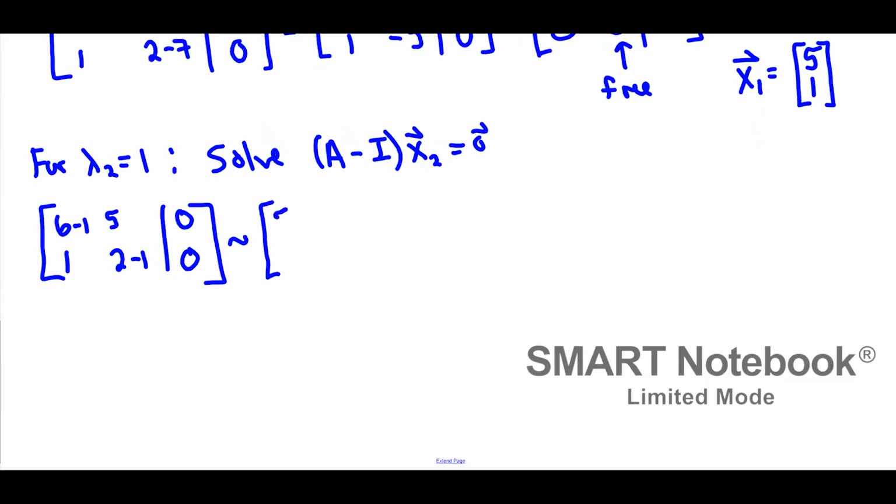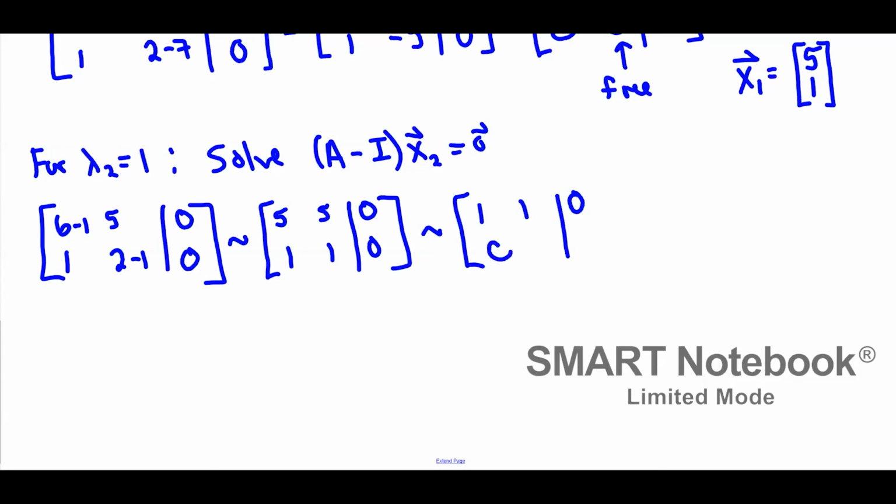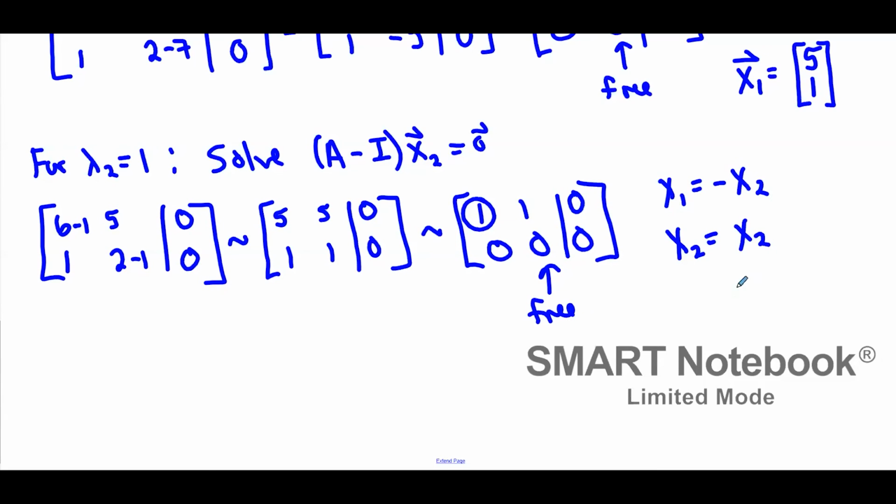So this is going to be 5, 5, 1, 1. And that's going to reduce to this. So again, we got a free variable here. This is a leading 1, this one's not. So x1 is negative x2, and x2 is free. We can let it be anything we want. Let's let it be 1. And we get the second eigenvector -1, 1 when we plug that 1 in for x2.